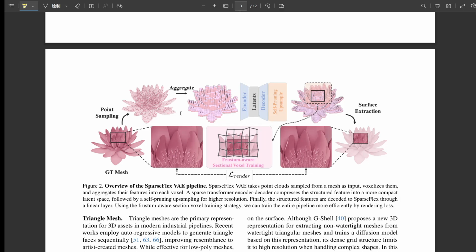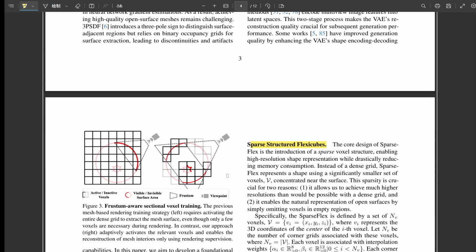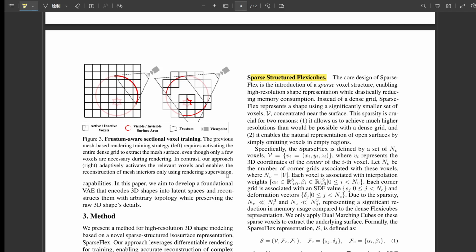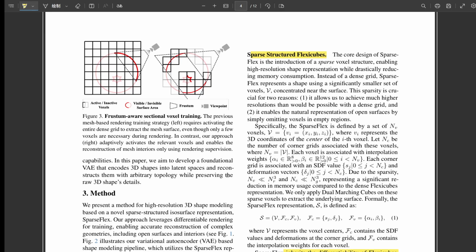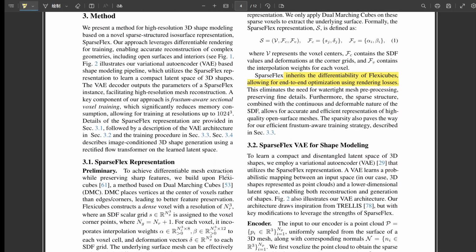Absolutely. But what's really significant here is how SparseFlex combines these different ideas. The sparse representation itself, that clever frustum-aware training, and the well-designed VAE architecture, it really highlights how rethinking the core representation and the training process can lead to major breakthroughs in a field like 3D modeling, which is notoriously difficult. Okay, so let's quickly recap the core innovations for everyone. First, that sparse voxel structure. That's key for efficiency, enabling high-res modeling and just inherently handling open surfaces, moving beyond dense grids and those tricky watertight conversions. Definitely number one.